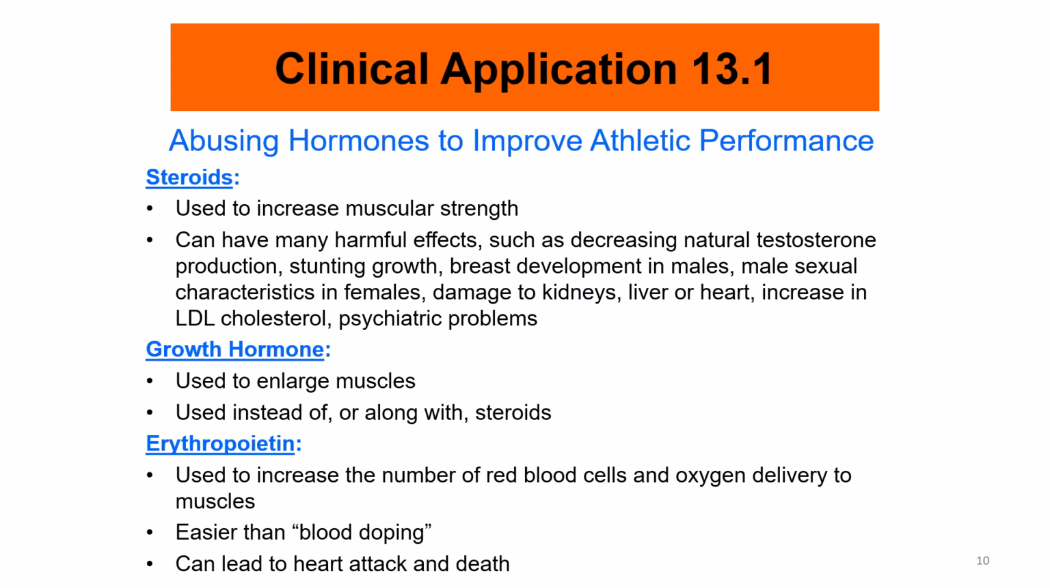Some athletes have abused hormones to improve their athletic performance. Steroids can be taken to increase muscular strength. But what happens is taking steroids can actually lead to decreasing natural testosterone production in men. It can lead to stunting growth, breast development in males, male sexual characteristics in females, but also damage to organs, such as damage to kidneys, liver, hearts, and an increase in cholesterol, but also psychiatric behavioral problems.